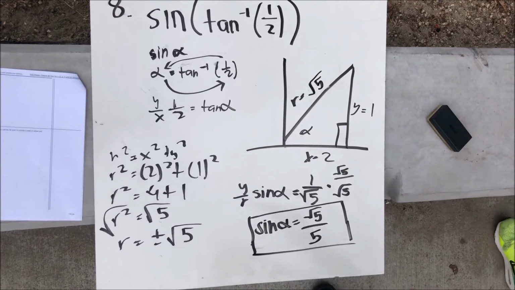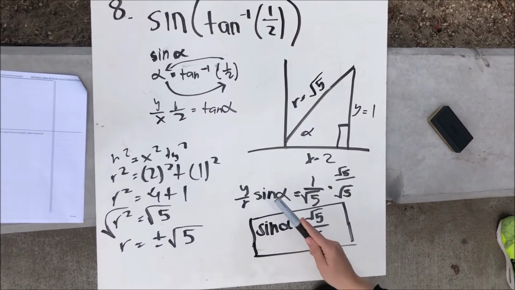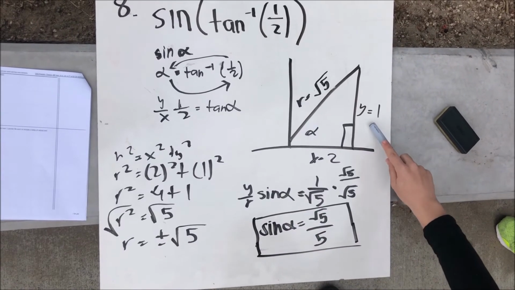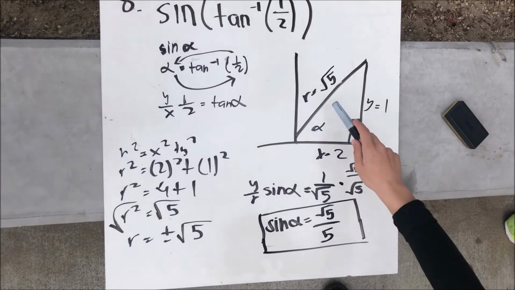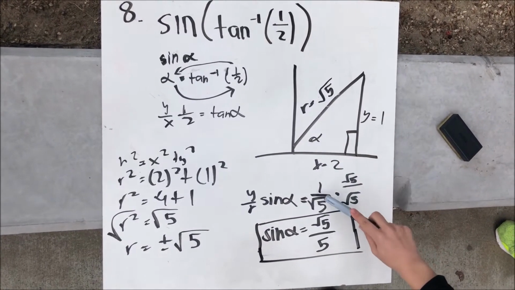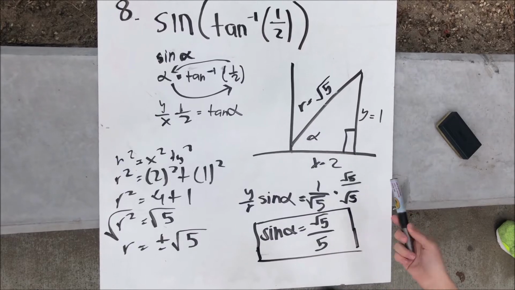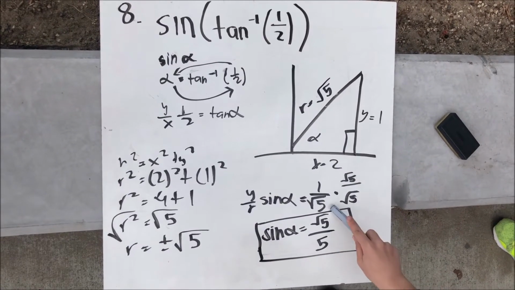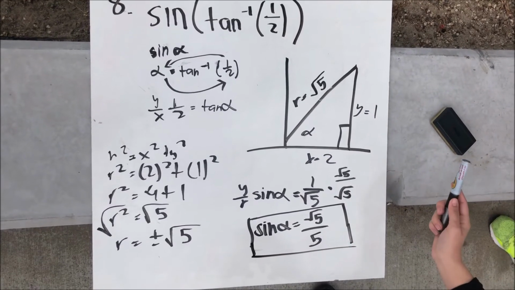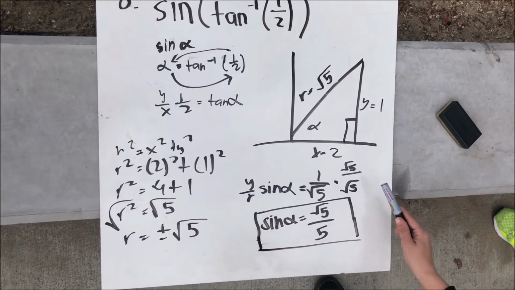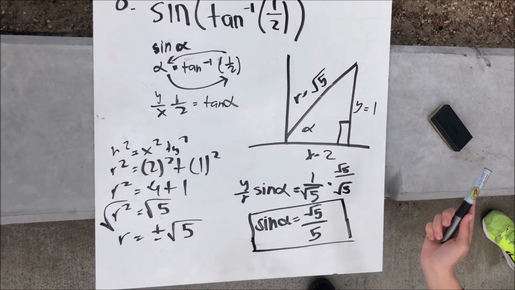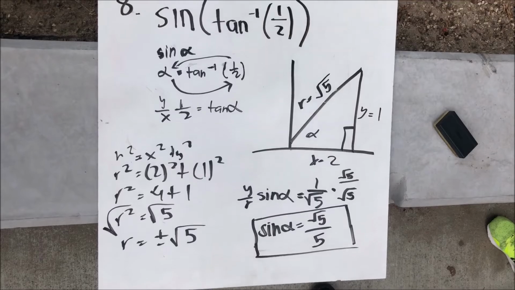And then from there, you're finding sine of alpha. So sine is y over r. You're going to take the y value 1, and then put radical 5 under it in the denominator for the r value. Because you can't have a radical in the denominator, you're going to multiply the equation by radical 5 over radical 5, and then sine of alpha is radical 5 over 5.